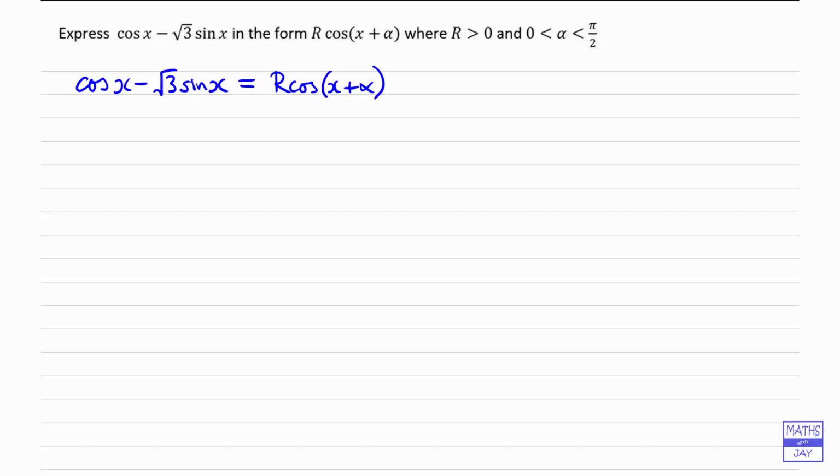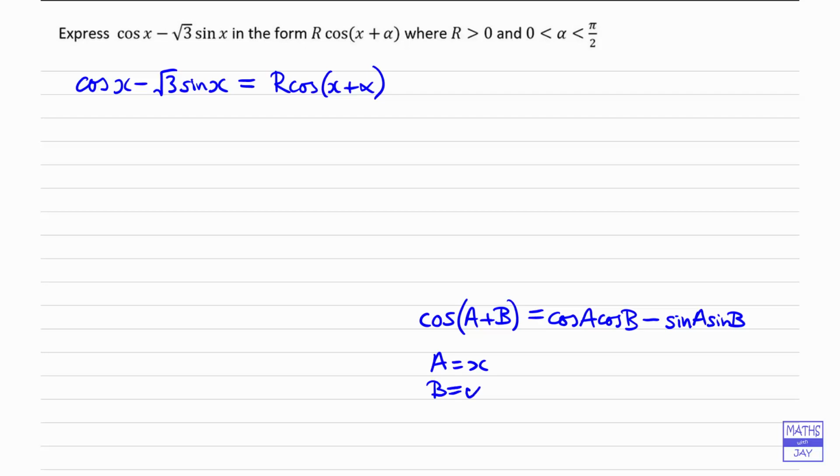So let's just write down what that is. The important thing here is that we've got A plus B on the left-hand side, but on the right-hand side, we've got a minus. We've already derived that formula, so we know that cos(A plus B) is cos A cos B minus sine A sine B. So we're looking to have an x instead of the A and an alpha instead of the B. So we're using this formula with A equal to x and B equal to alpha.